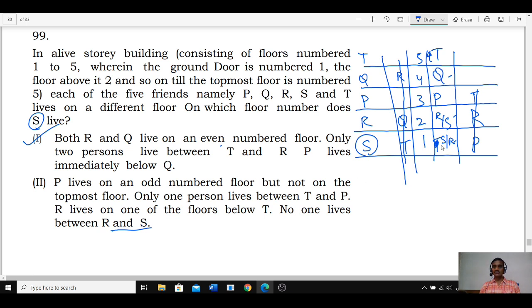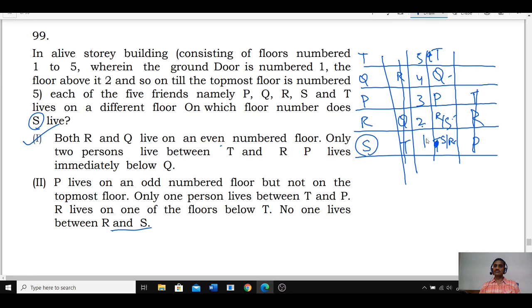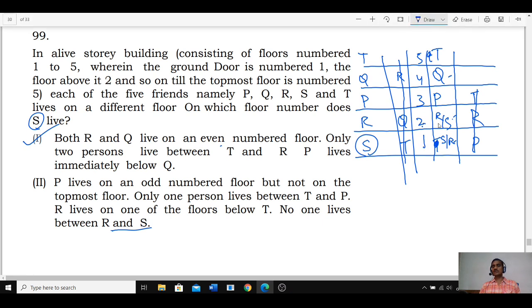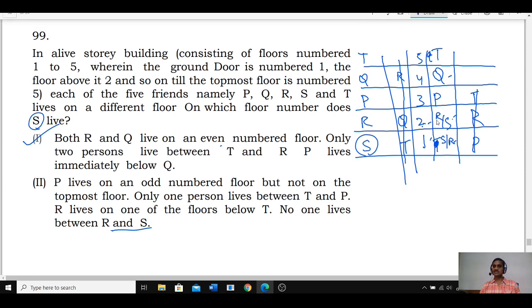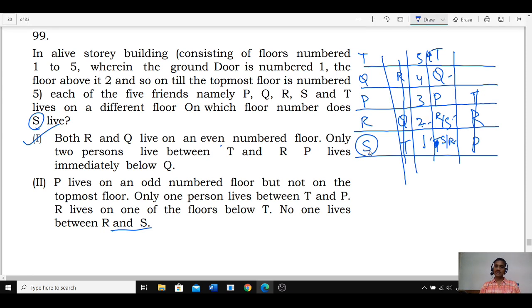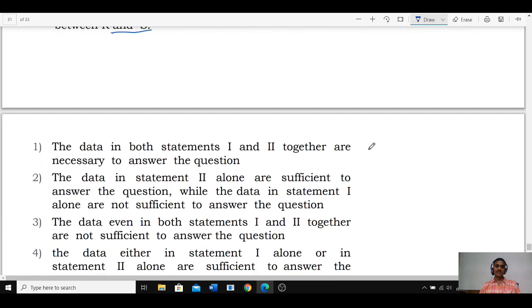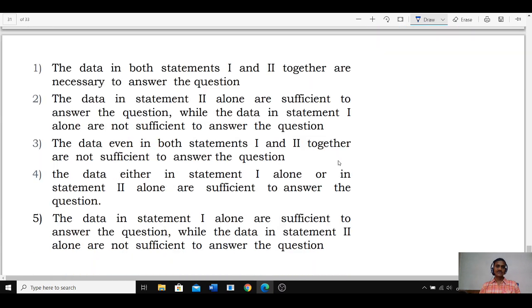Can you tell where S is? No one is below S. R lives on one of the floors below. S could be either on the first floor or on the second floor. With condition number 2, we are getting 2 different answers. But with condition number 1, we got only one answer. Hence, only 1 alone is sufficient. Choice 5 is the answer.